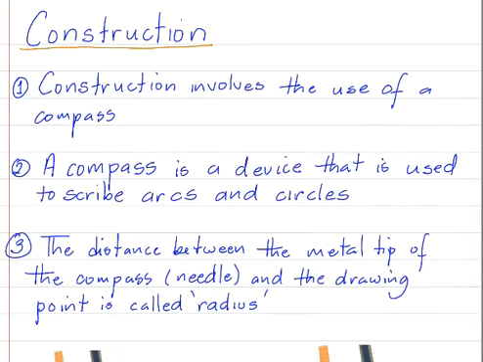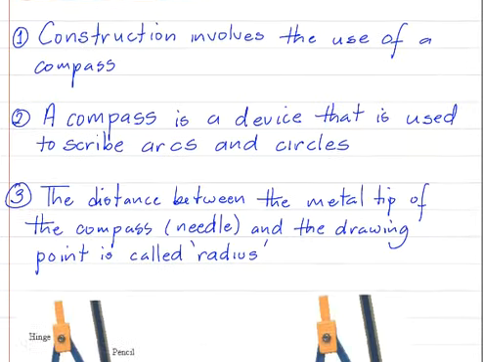All right, so the first thing I would say to you is this, that construction involves the use of a compass. So in CSEC construction, once you're doing construction, it must involve the use of a compass. Now, what is a compass? A compass is a device that is used to scribe or draw arcs and circles.